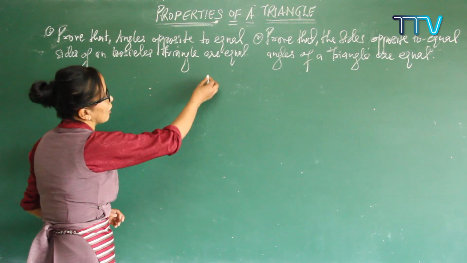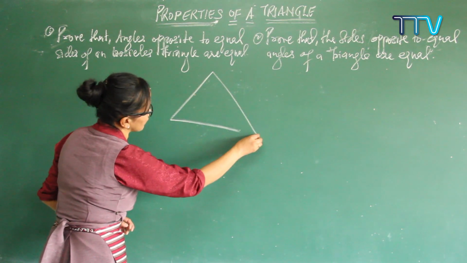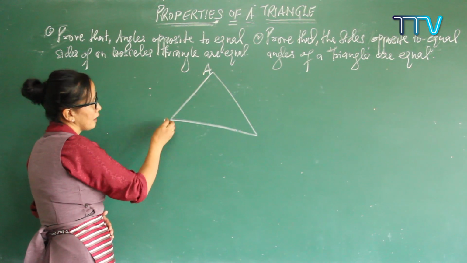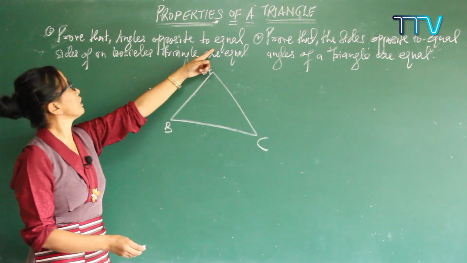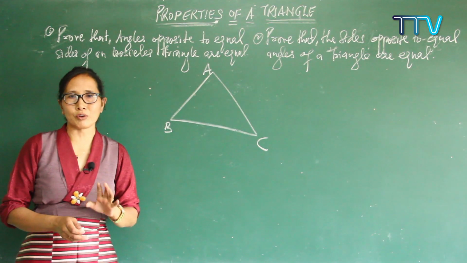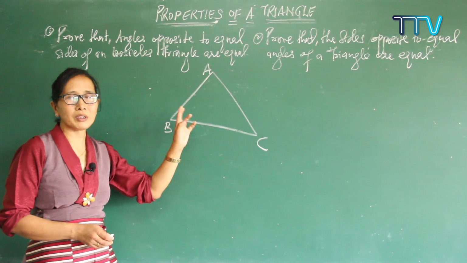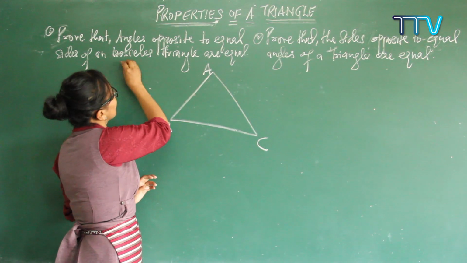That means what? If I draw a triangle, let me write the vertices here, A, B and C. Angles opposite to equal sides of an isosceles triangle. So you have to know the isosceles triangle, clear? Isosceles triangle means, in a triangle, if two sides are equal, then we can call it an isosceles triangle, understood? So let me take here an isosceles triangle.